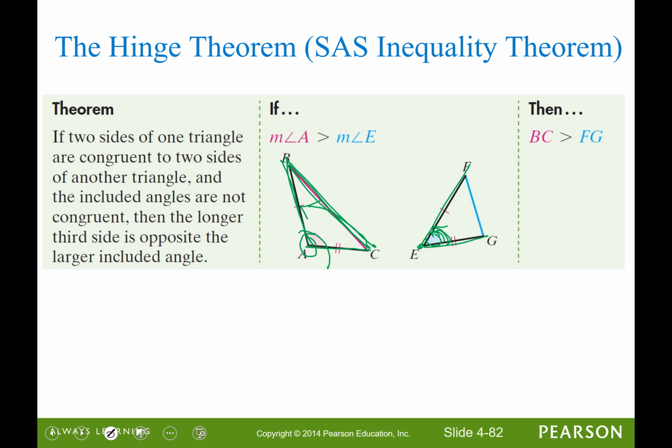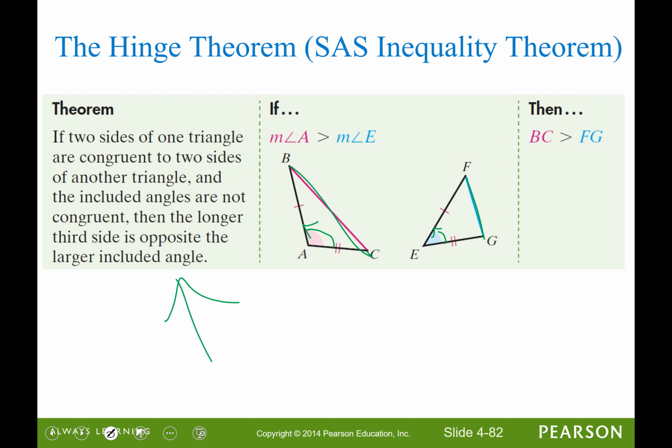If you open the door less, you're going to get a smaller side. And that's basically my way of oversimplifying the Hinge theorem. It's that if two sides of one triangle are congruent to two sides of another triangle, and the included angles are not congruent, then the longer third side is opposite the larger included angle. So there it is in the more formal writing.